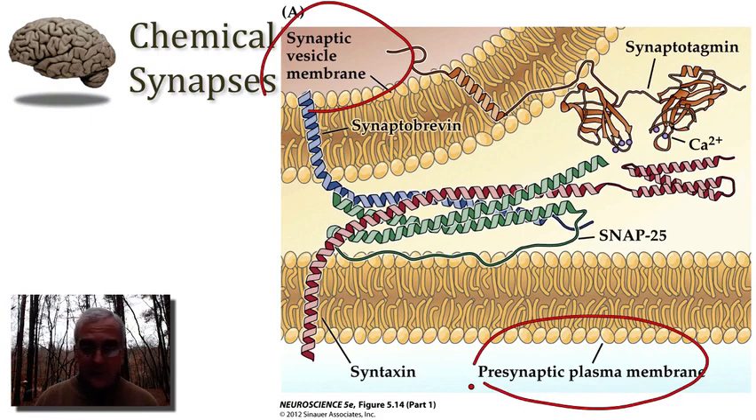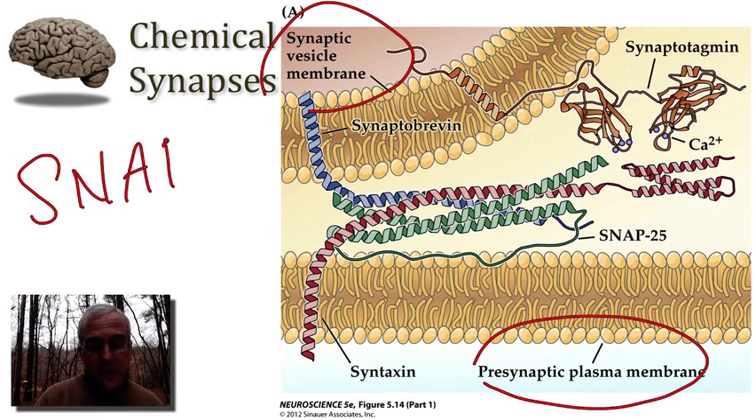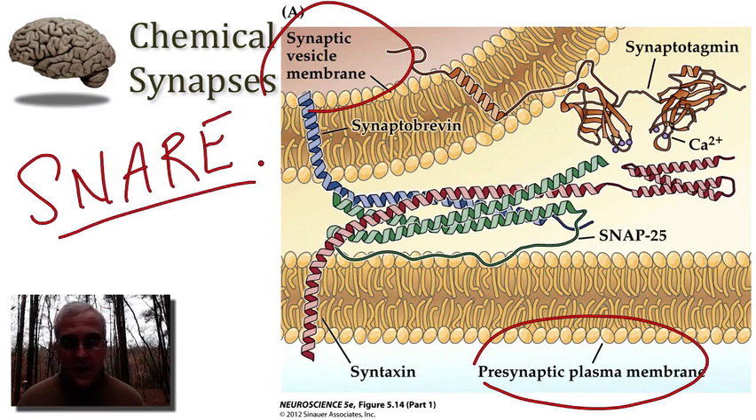Together, these proteins form something called the SNARE complex. So SNARE is actually an acronym. You don't need to be concerned with knowing that acronym, but it's helpful to use this acronym because it reminds you as to the function of this complex of proteins. So the SNARE complex is involved in snaring the vesicle membrane to the cytoplasmic face of the presynaptic terminal. This is, in fact, the docking process.